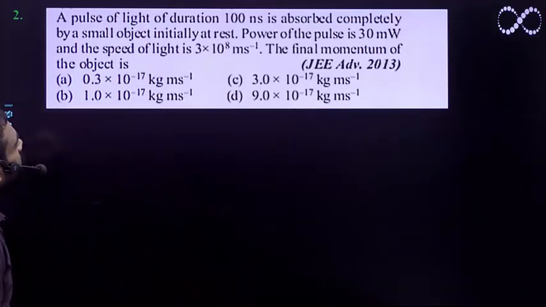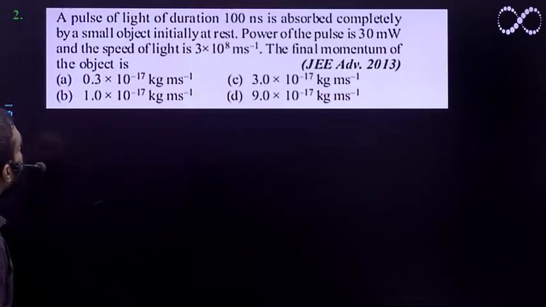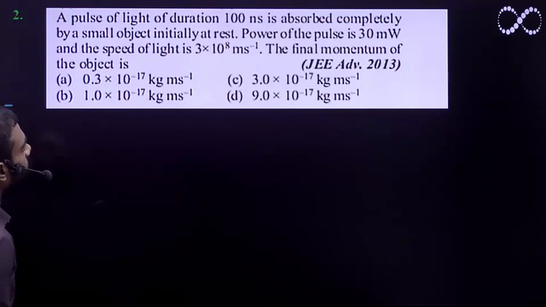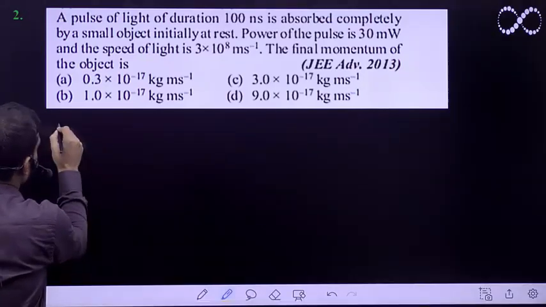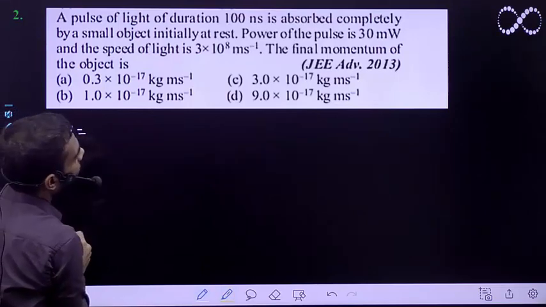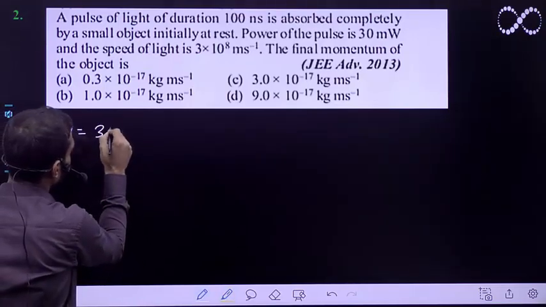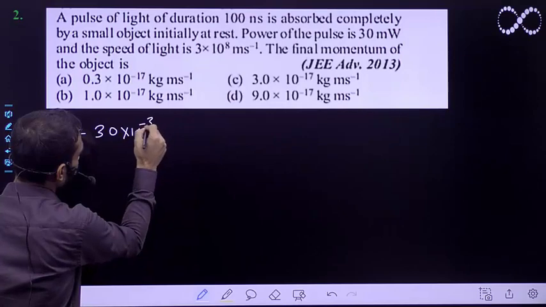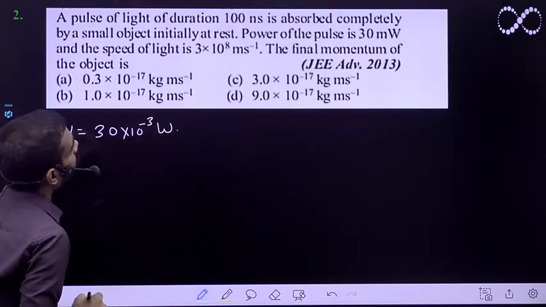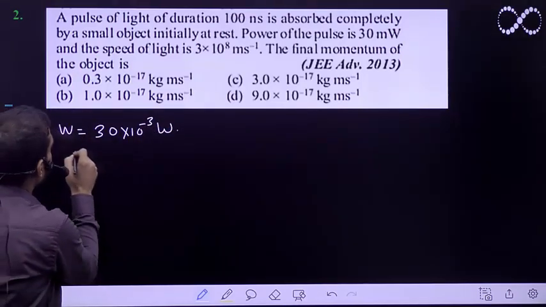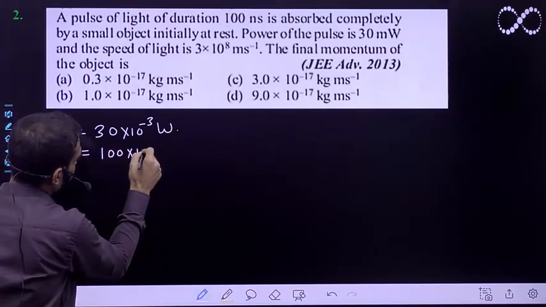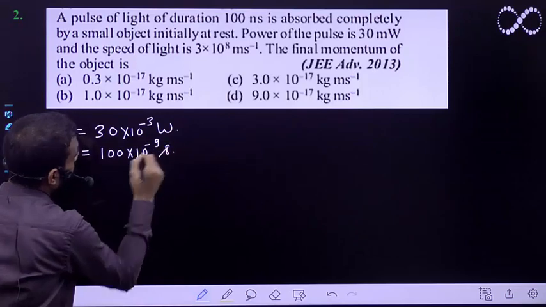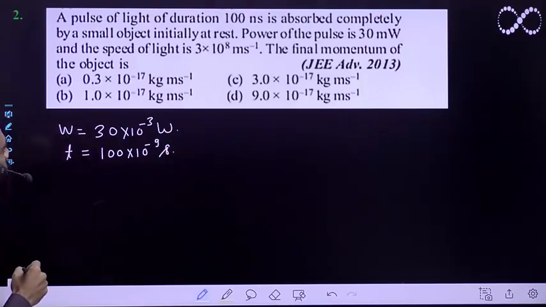A pulse of light of duration T is absorbed completely by a small object initially at rest. The power of the pulse, W, is given in the question as 3 into 10 raised to power minus 3 watt. The duration of the pulse, T, is 100 nanoseconds, so 100 into 10 raised to power minus 9 second. And the speed of light is given.